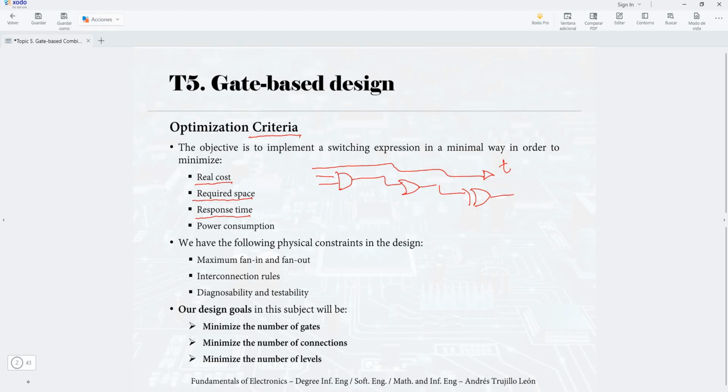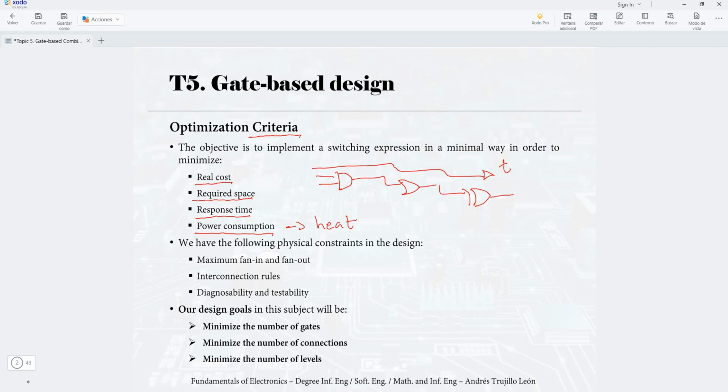More things. Obviously the power consumption, not only from the point of view of money, because if the consumption is high, we are going to spend more money in the circuit when it's working, but also because a high power means a high heat in the circuit. So if the heat that our circuit produces is high, we are not going to be able to put a lot of circuits together in the chip. So the power consumption is another factor that is related to heat.